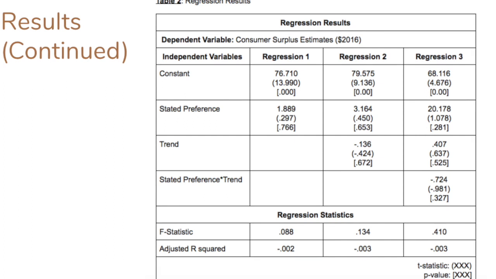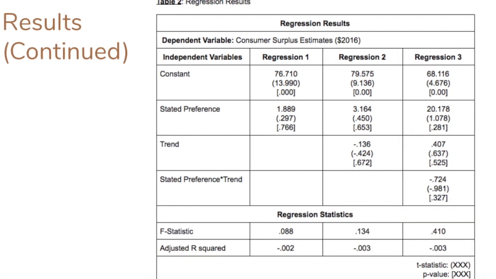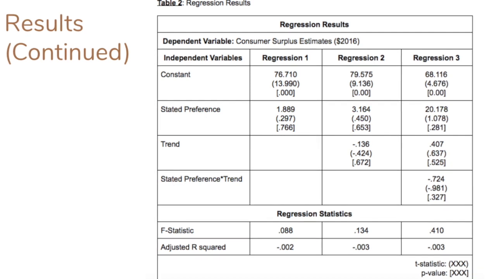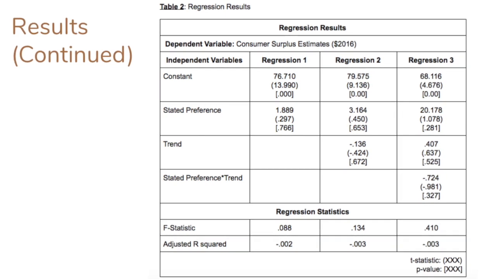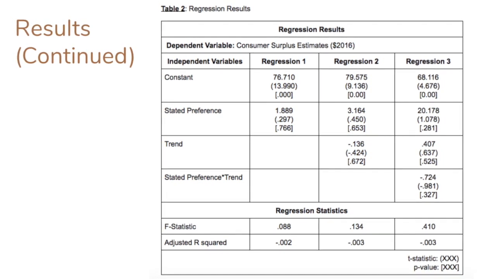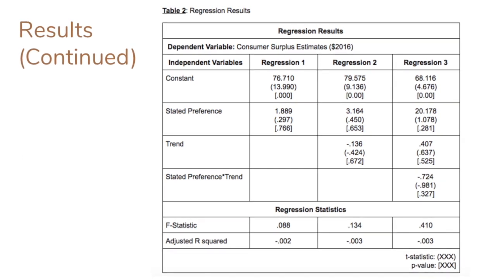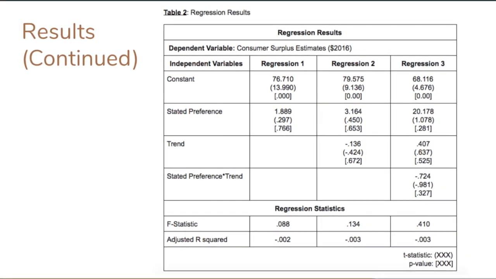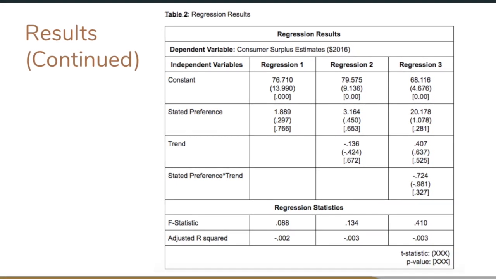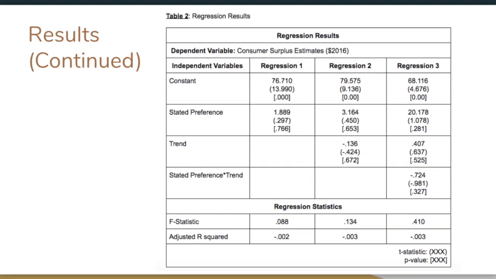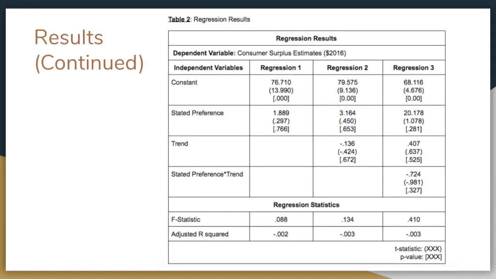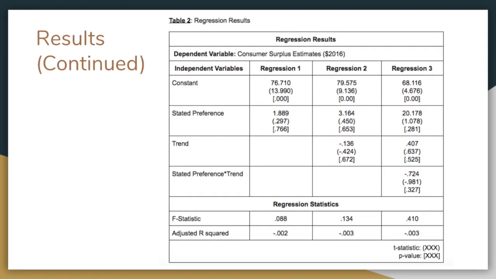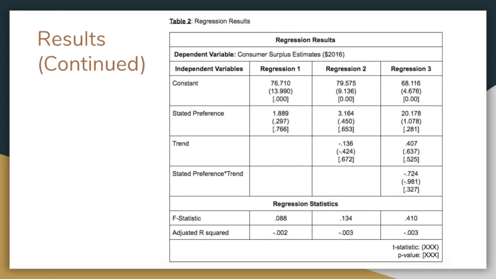So continuing with the results section, the presented table indicates regression results for three model specifications. The first model regresses consumer surplus estimates as a function of the stated preference dummy variable that controls for valuation method. The second model regresses consumer surplus estimates as a function of the stated preference dummy variable and also the trend variable that controls for years. The third model presents the best regression and regresses consumer surplus estimates as a function of both these variables plus an interactive variable of both of them combined. All three regressions present low explanatory power shown through the adjusted r-squared values. However, the f statistic increases throughout the regressions.